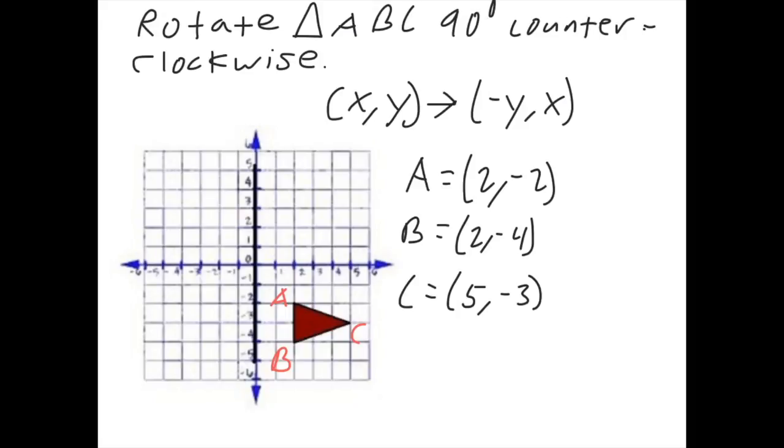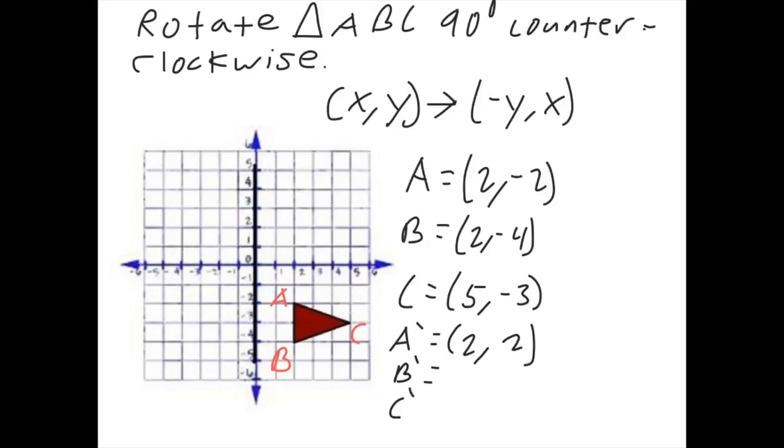So, when we try to get A prime, B prime, and C prime, they're going to change with that rule. So with A prime, for our x, that's going to be negative y. Y is negative 2 in this case, so it becomes a positive 2. And x becomes our y. So our new y becomes the original x, which was 2.